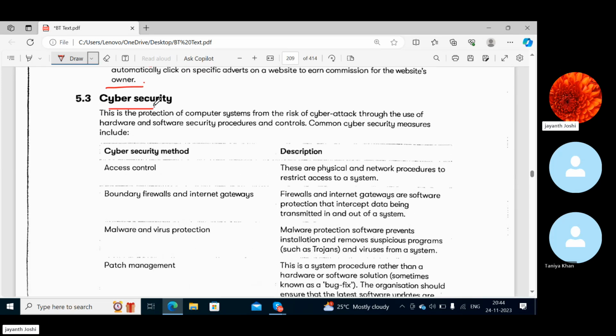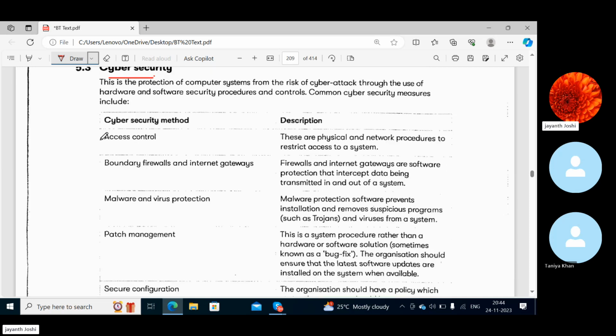Cyber security. This is the protection of systems from the risk of cyber attack through the use of hardware and software security procedures and controls. Common cyber security measures include, cyber security method and description, access control. These are physical and network procedures to restrict access to a system. Should not be giving access to anyone to the system, restricting people from using the system. Only the authorized ones can do that.